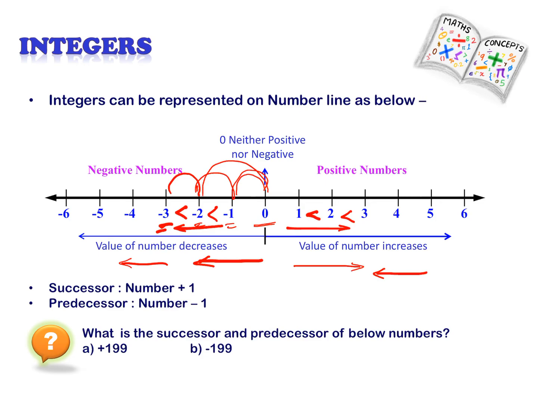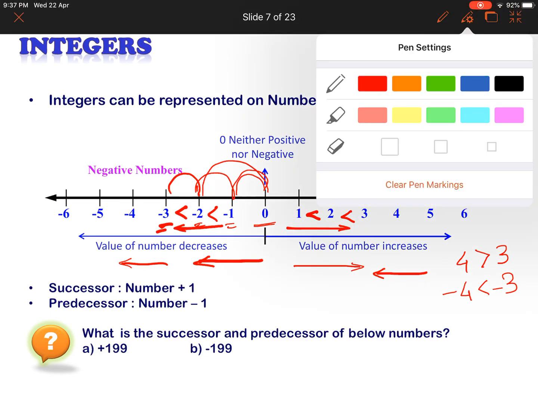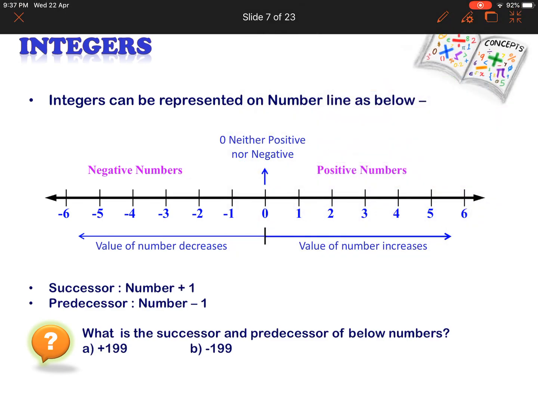Alright. Now, in case of positive numbers, we write 4 is greater than 3. But in case of negative numbers, minus 4 is less than minus 3. Okay. Now, let's move to next concept, that is successor of a number. Let me clear this so that I will be able to explain better.